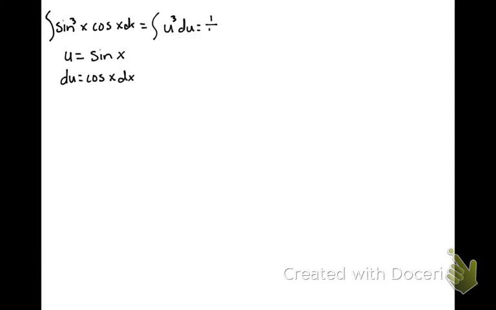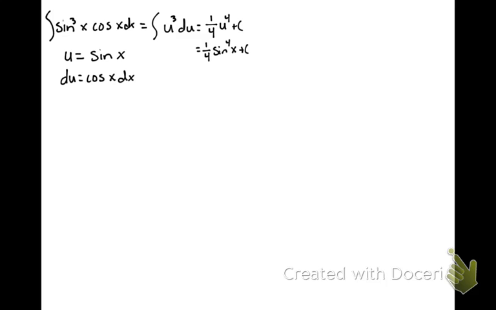That would be 1/4 u to the 4th plus c, and converting everything back to x, this is 1/4 of sine to the 4th x plus c.